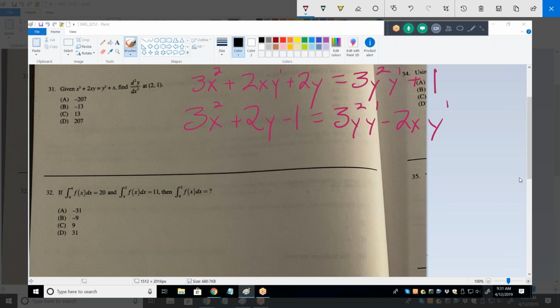Next step would be to factor out a y prime. Good. So then you get y prime times 3y squared minus 2x. And then you would divide by 3y squared minus 2x. And that's equal to dy/dx. Yeah, let's write it like this. Only reason I like to use y prime is it's just not as much writing. Okay, so there we have dy/dx.